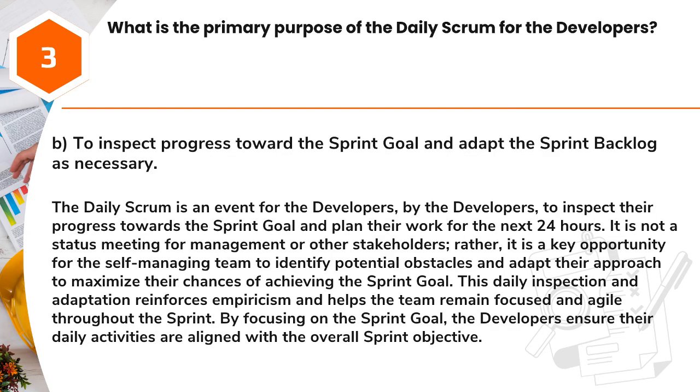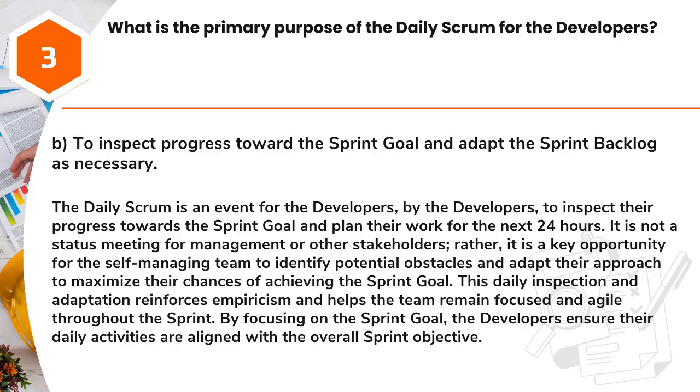Answer: B. To inspect progress toward the sprint goal and adapt the sprint backlog as necessary. The daily Scrum is an event for the developers, by the developers, to inspect their progress towards the sprint goal and plan their work for the next 24 hours.